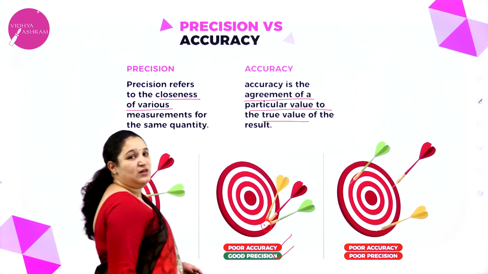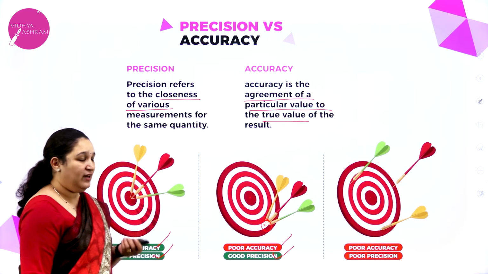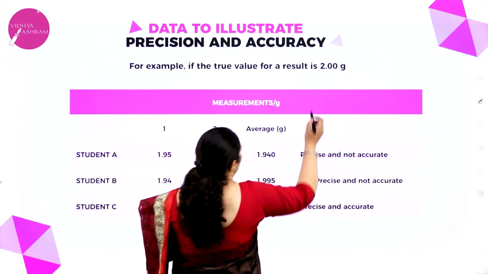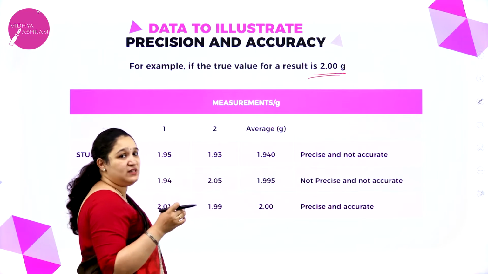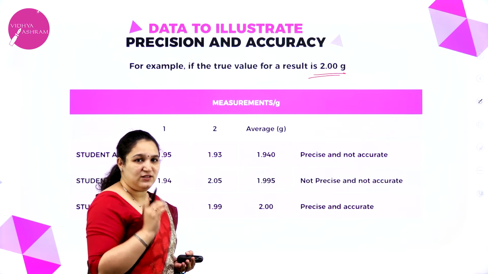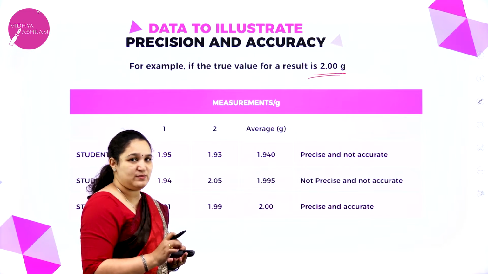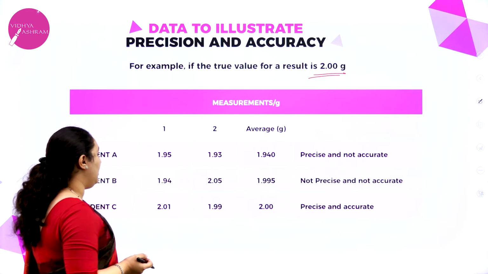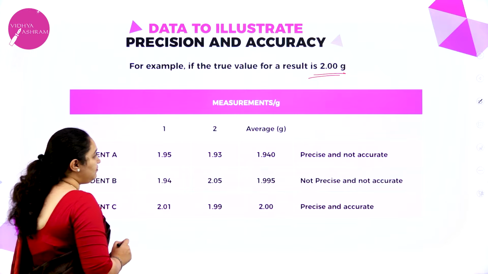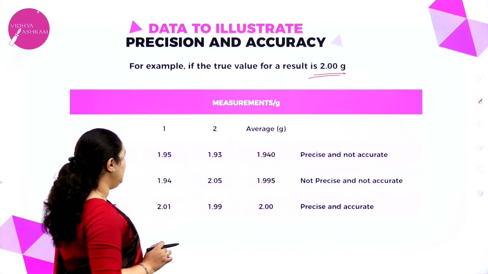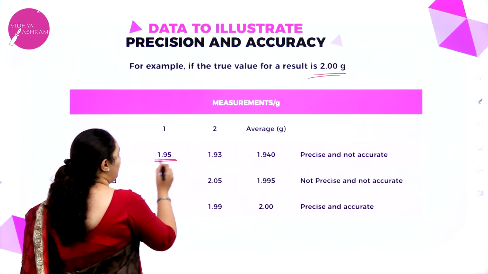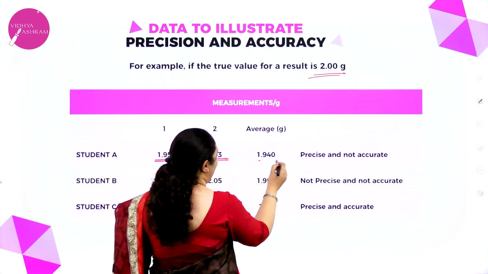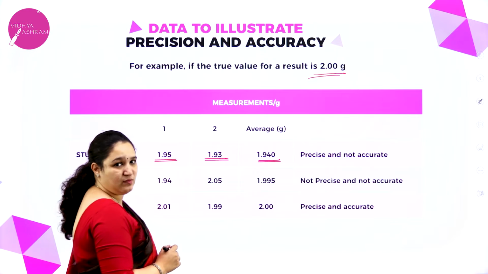Okay. So one more example I shall take. For example, if the true value for the result is 2 grams, that means if I measure some substance, the value I had to get is 2 grams. So the true value is 2 grams. But we will see how the measurements have come. Student A, when student A measured, first time he got the value of 1.95 and second time 1.93. Okay, and if I take the average also, it's 1.940.